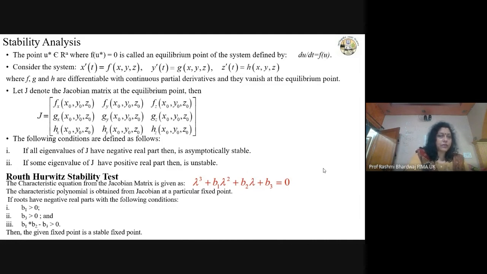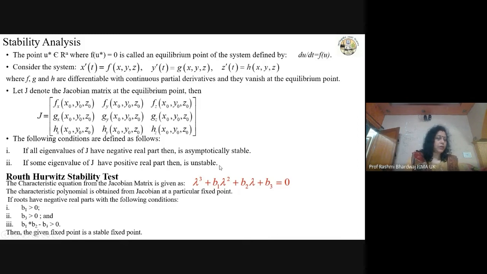Stability analysis: one way, as we already know, is through the Jacobian. The point is called an equilibrium point if we put du by dt equal to f(u), so if f(u) equal to 0, you get the points. If we have a three-dimensional system, the Jacobian is, as we already know, the partial derivatives fx, fy, fz, gx, gy, gz, hx, hy, hz at an initial point x naught, y naught, z naught. If all eigenvalues have negative real part, as I already showed you, then it is asymptotically stable. If some eigenvalue of J has positive real part, then it is unstable.